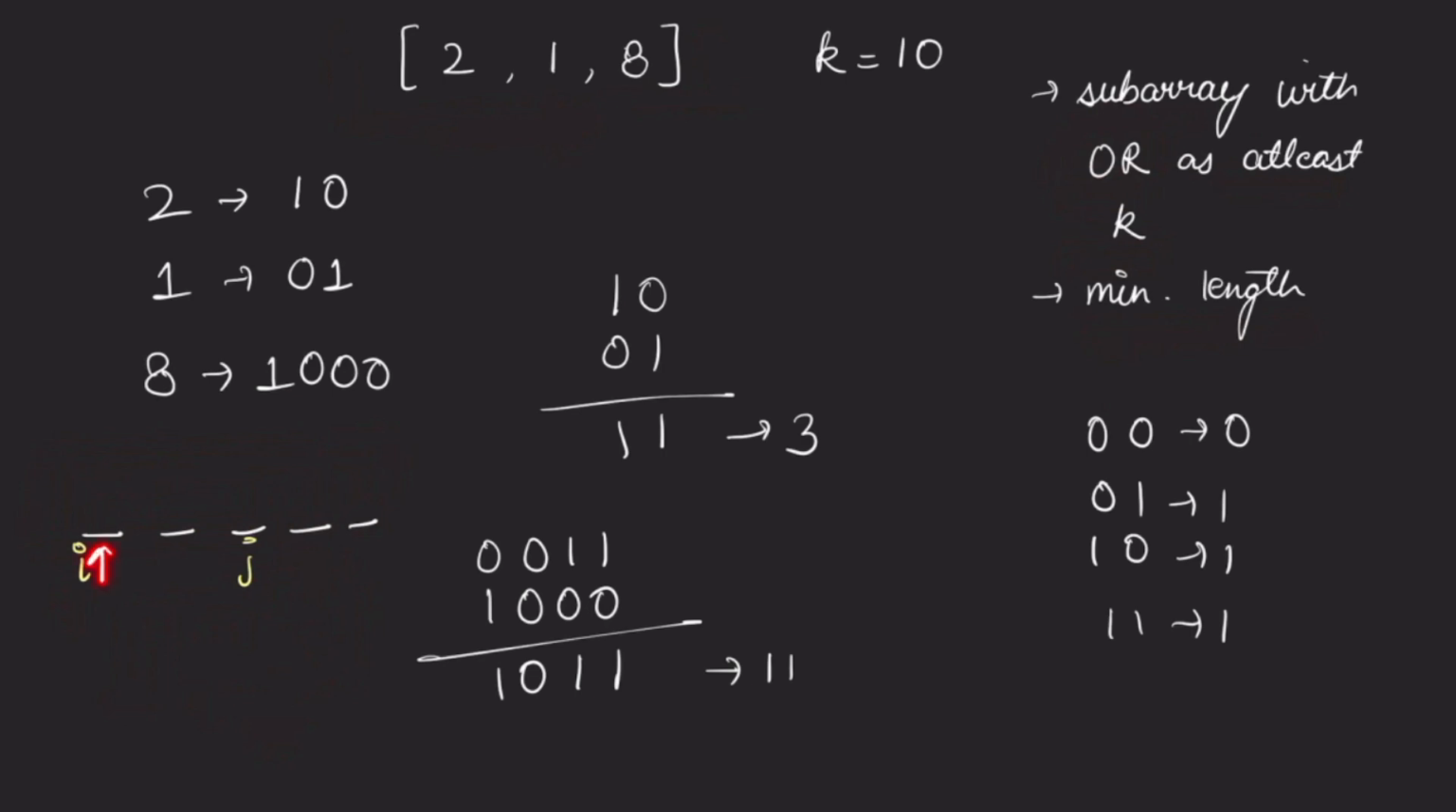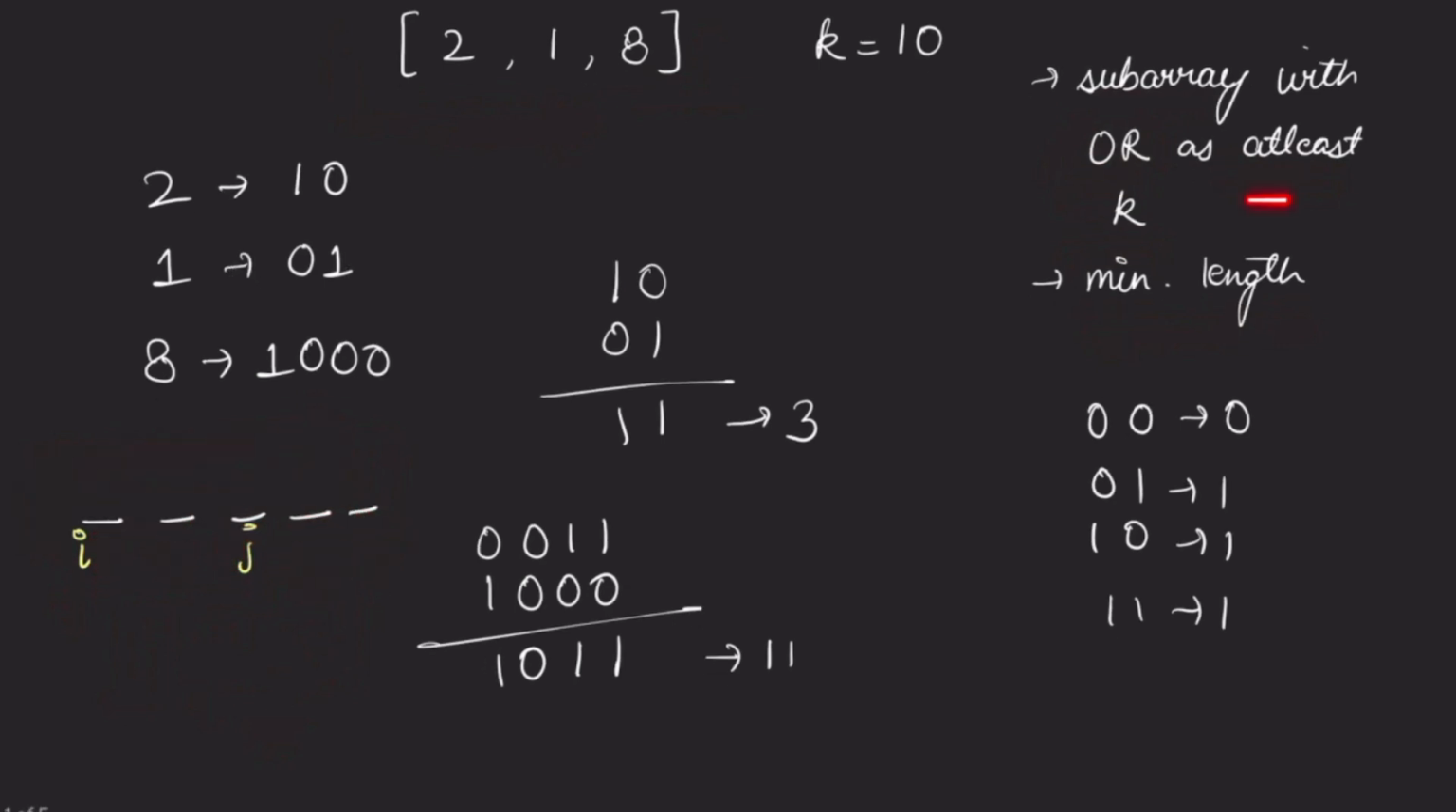So earlier I was considering these three elements, this much subarray. Since the bitwise OR of these many elements was less than k, I will consider this element also into my subarray, and then I will find out the bitwise OR of these many elements. And now again, if the bitwise OR is less than k, then I will try to accommodate this element also, right? Now what if some subarray gives the bitwise OR as at least k?